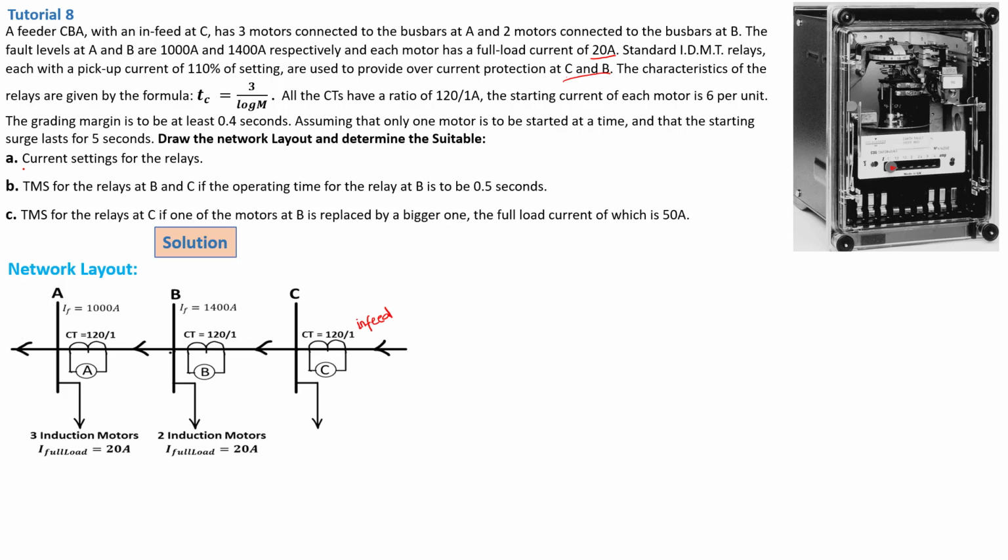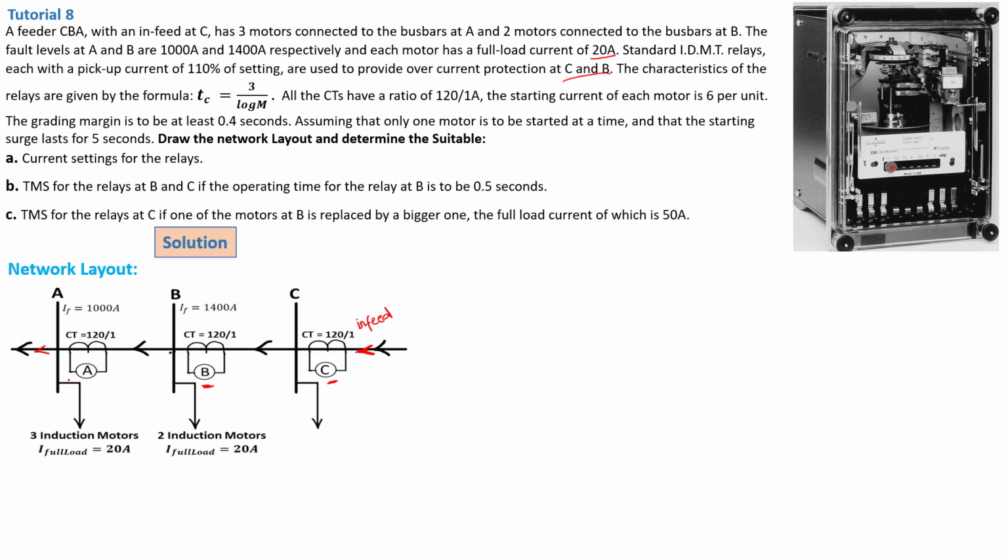So the first question here, A, is the current settings for the relays. Now which relays? We've got 3 relays here, but the question says that overcurrent protection is only provided at C and B. So that will be these 2 relays here. So we only need to focus on the current settings for relay B and relay C. Now, it's important they mention in-feed at C. So that means power is coming from this side. So power flows from here to this point here as per the arrow indication.